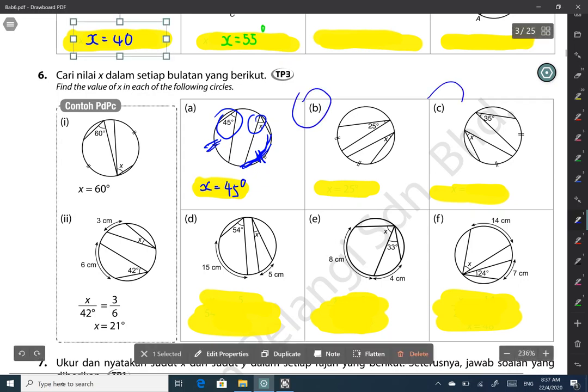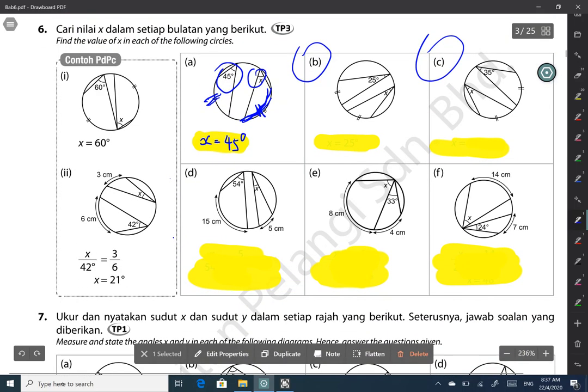Okay, B and C I leave for you. We see question D. 15 centimeter, the arc will give 54 degrees. How about 5 centimeter? 15 over 5 is equal to 3, right? So that means the angle will be divided by 3 also. So 54 degrees divided by 3, your X is equal to 18.